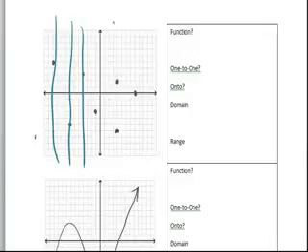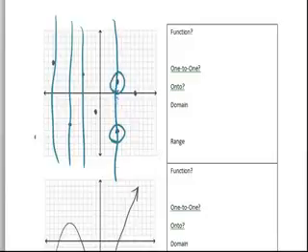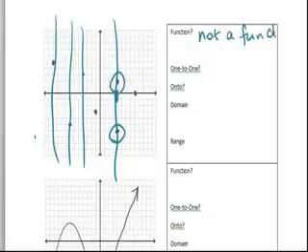And if we come to a place where on the graph you will intersect 2 points, that means for this one input, in this case when x equals 4, there are 2 outputs. That means that it is not a function. If it is not a function, then we do not have to determine if it's one-to-one or if it's onto.